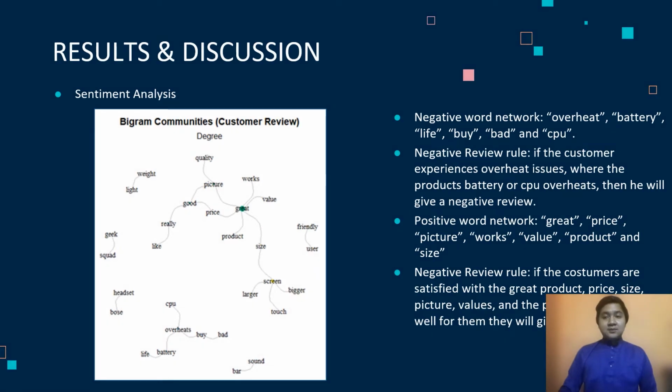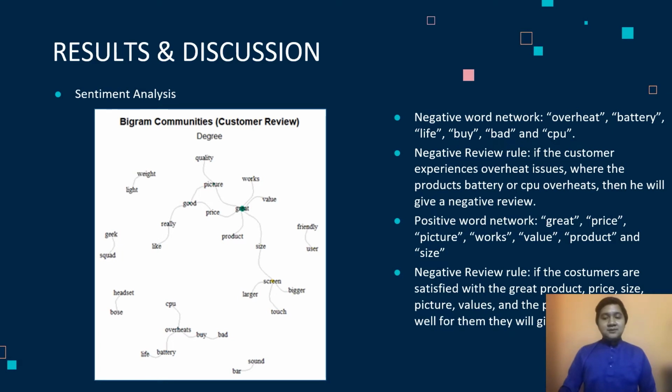Next, a bigram network is used to relate the sentiment with other words in the review text. We can see that there are two big networks which revolve around the words overheat and grade. Since we know that these words are related to negative and positive sentiment, we can form a negative and a positive network. For the negative network, the related words are overheat, battery, life, buy, bad, and CPU. Hence, for the negative review rule, if the customer experiences overheating issues, where the product or battery or CPU overheats, then he will give a negative review.